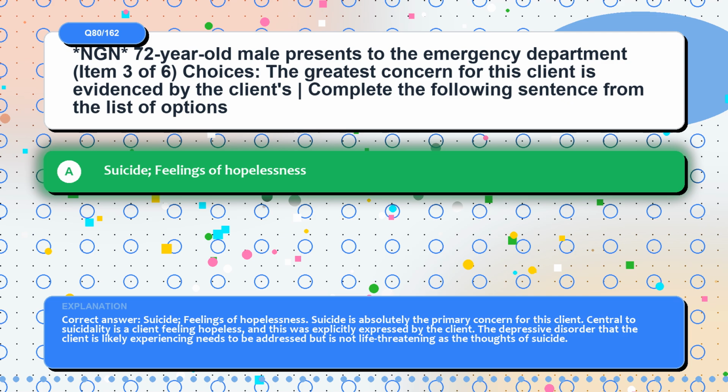Suicide is absolutely the primary concern for this client. Central to suicidality is a client feeling hopeless, and this was explicitly expressed by the client. The depressive disorder that the client is likely experiencing needs to be addressed, but is not life-threatening like the thoughts of suicide.